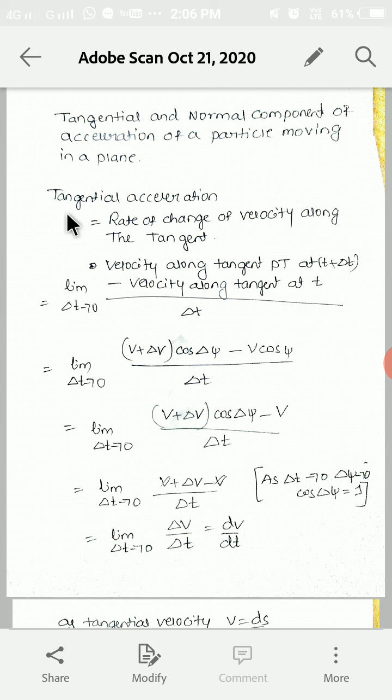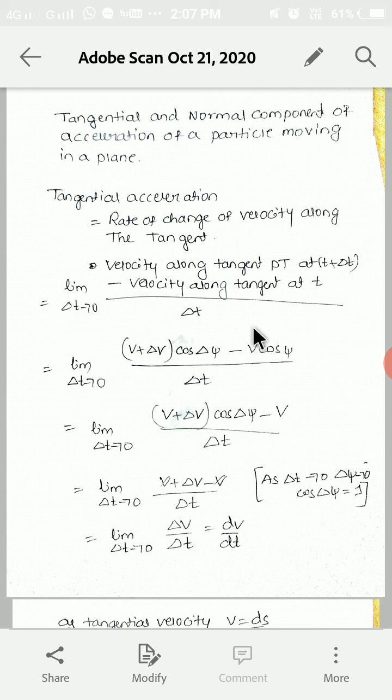As we know, tangential acceleration is nothing but acceleration along the tangent to a given curve, right? So tangential acceleration is equal to the rate of change of velocity along the tangent. Now the rate of change of velocity along the tangent is the same as the velocity along the tangent at time t plus delta t minus the velocity along the tangent at t, divided by delta t, limit as delta t tends to 0.